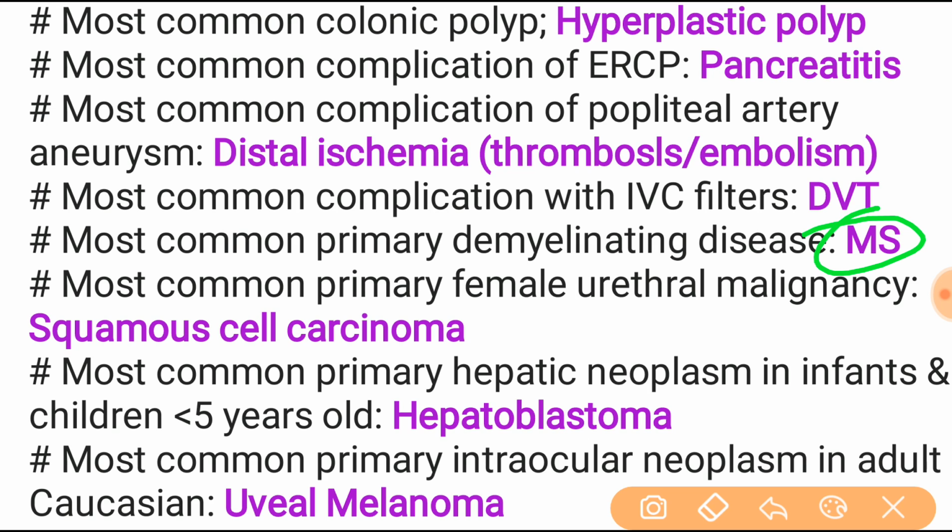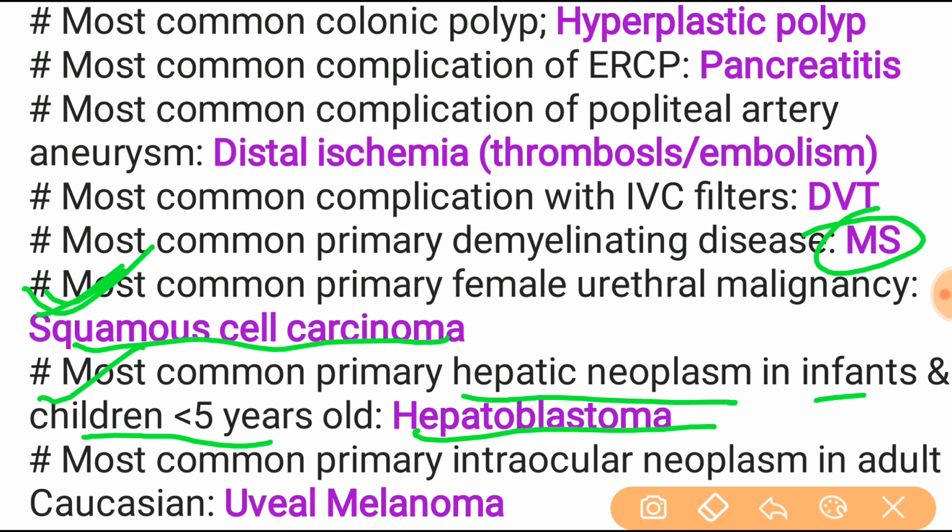One question is always asked: the most common primary female urethral malignancy is squamous cell carcinoma. This is also a most important question. The most common primary hepatic neoplasm in infants, children less than 5 years old, is hepatoblastoma. It is also a most important question. And the most common primary intraocular neoplasm in the adult Caucasian is uveal melanoma.